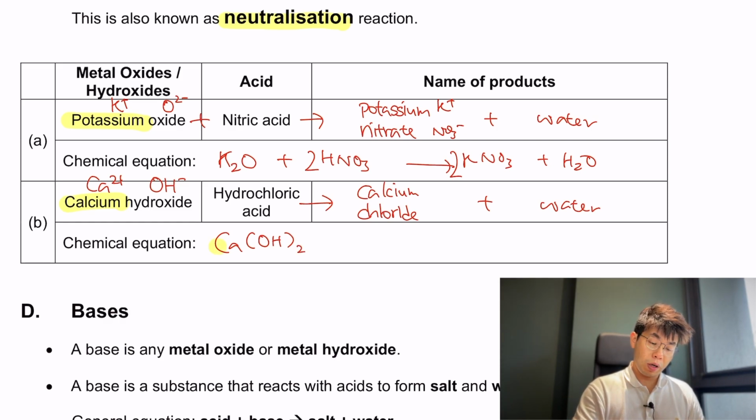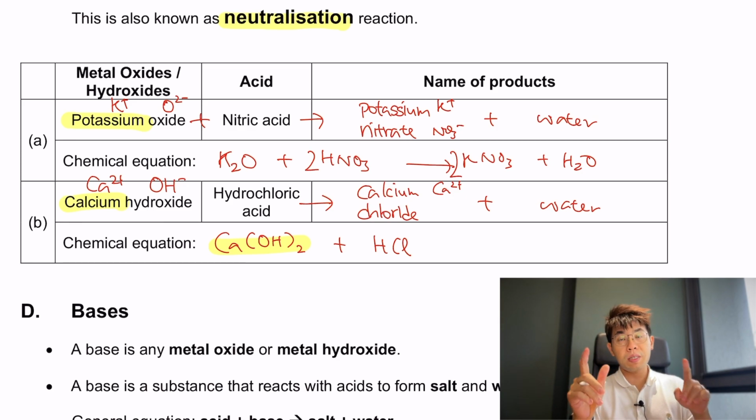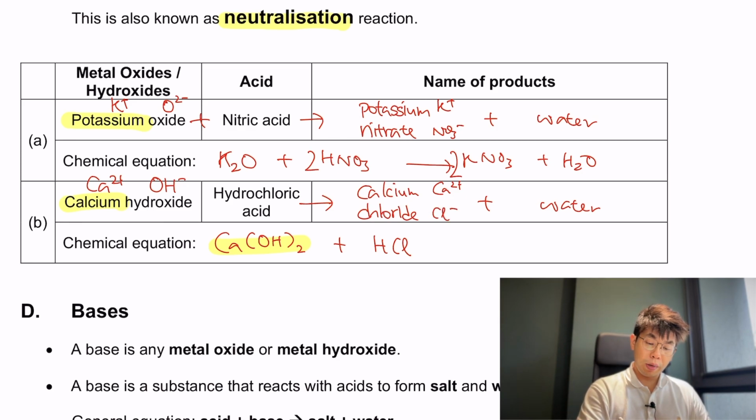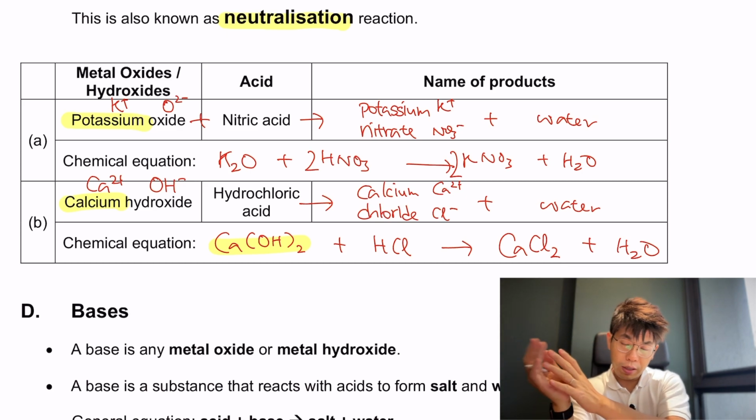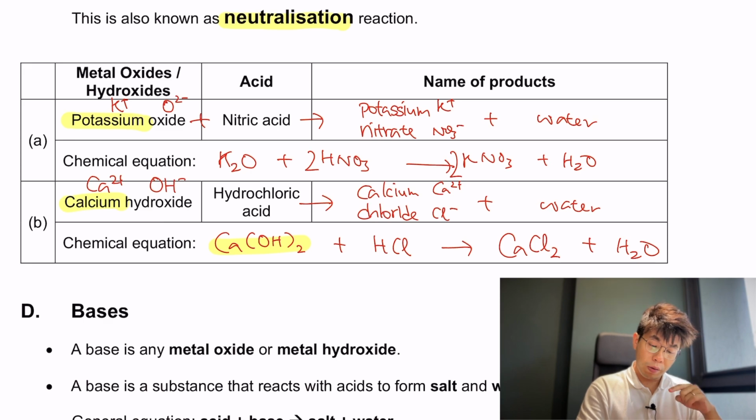Please remember how to write this equation, that's pretty important. Hydrochloric acid is something you need to remember: HCl. Calcium again is from group 2, so Ca2+. Chlorine is from group 17, so that is Cl−, and therefore it will be CaCl2 plus H2O, which is water. Now I've got 2 chlorines on the right side. On the left side I only have 1, so let me put a 2.